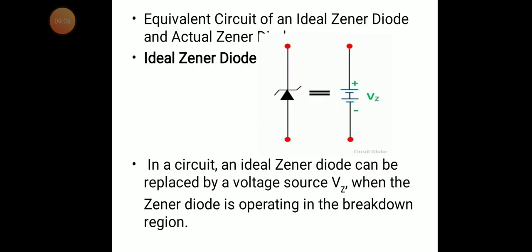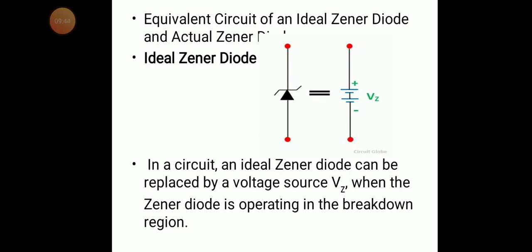Simply we can replace the Zener diode with a voltage source. That is, the voltage source will give a constant voltage supply. It has the fixed voltage. So the ideal Zener diode is replaced with the voltage source. In a circuit, an ideal Zener diode can be replaced by a voltage source Vz when the Zener diode is operating in the breakdown region.